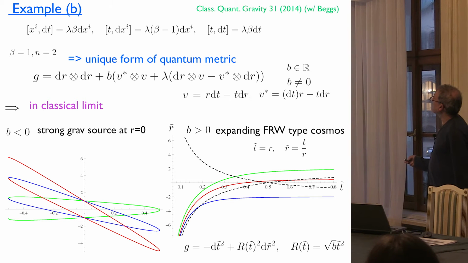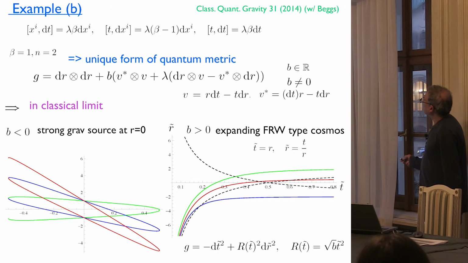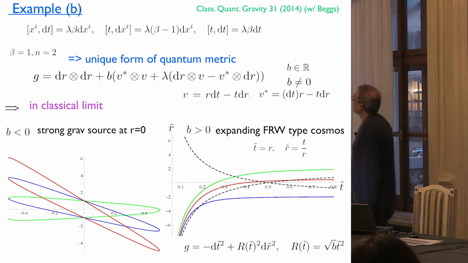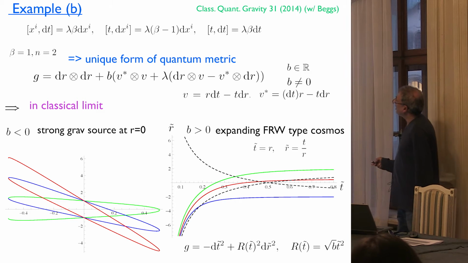Okay. The other possible calculus is this one. This is the beta calculus. It looks a bit more complicated, but the standard one, discovered, I should say, by Sitarz from Kraków, in the case beta equals 1, would be here. So we'll look at that case, beta equals 1, and we'll look at the 2D case, to keep things simple. So then there's just one variable x, which I'm calling r. Then again, there's a unique form of metric, which forces you to this metric with one parameter b.